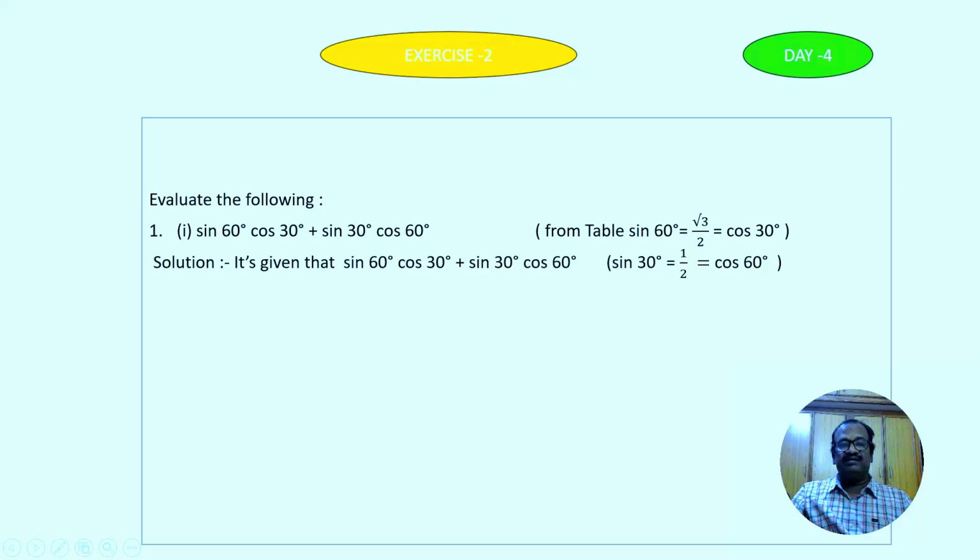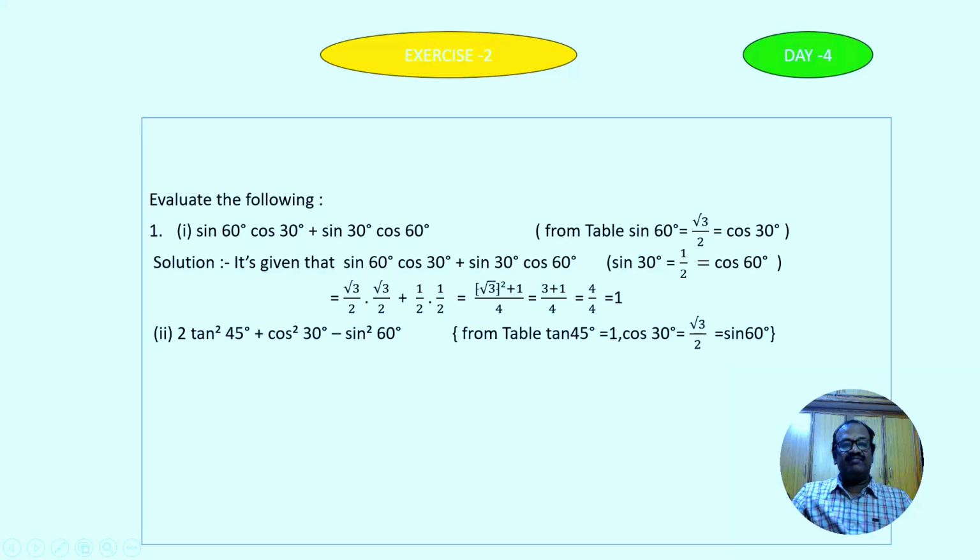So it is given that sin 60 means root 3 by 2, cos 30 means root 3 by 2, plus sin 30 means 1 by 2, cos 60 means 1 by 2. This is a simple simplification. Root 3 into root 3, whole square, plus 1 into 1, by 4. The denominators are equal, so simply we are writing root 3 whole square gives 3, plus 1, by 4, 4 by 4, which gives us 1. This is the solution.